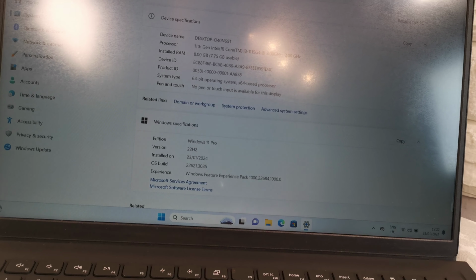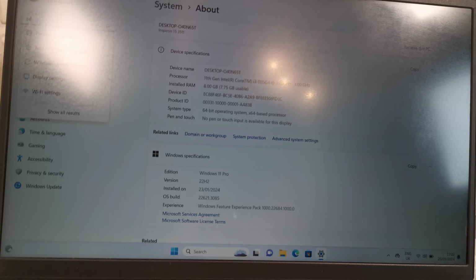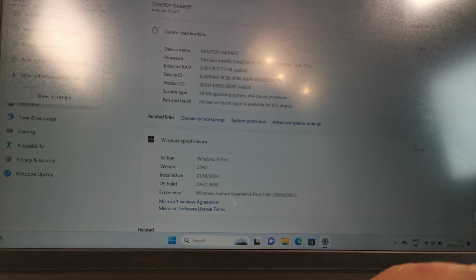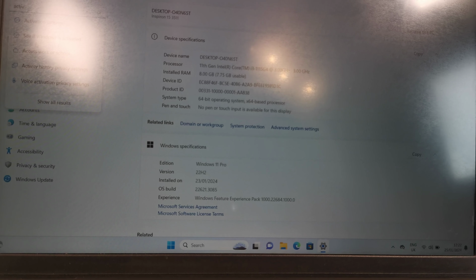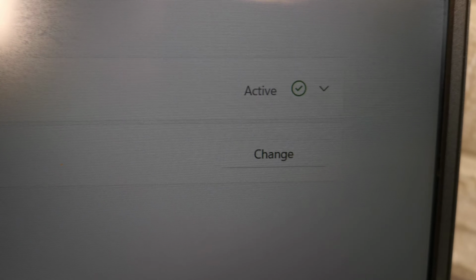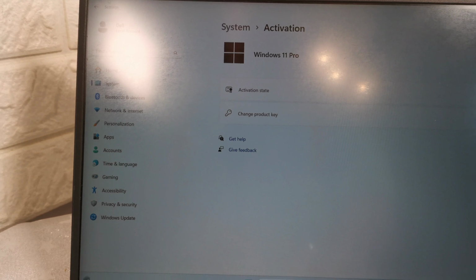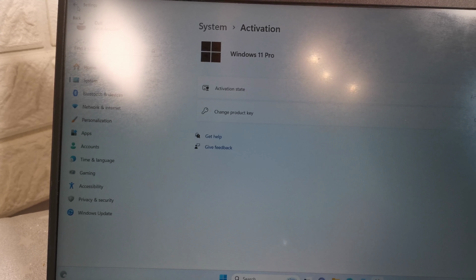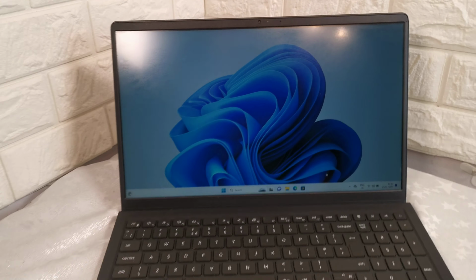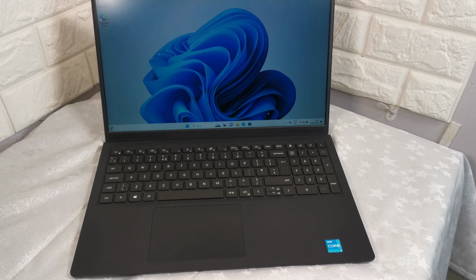It's got, say, 8 GB of RAM, Windows 11 Pro. Activation site activated. So the password is password, all in lowercase. Any questions at all, please.